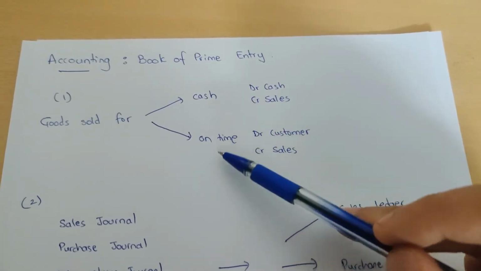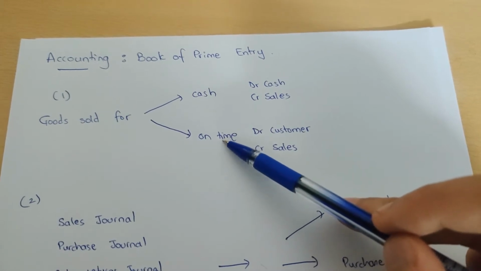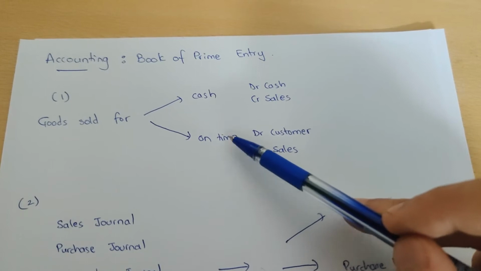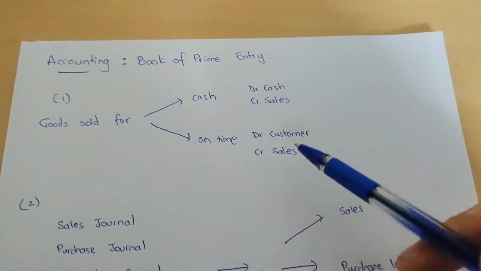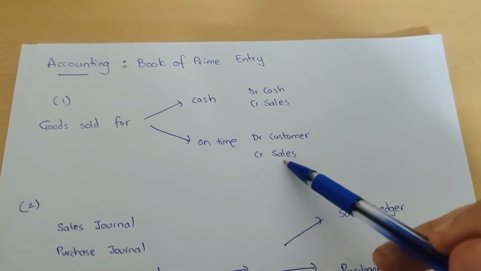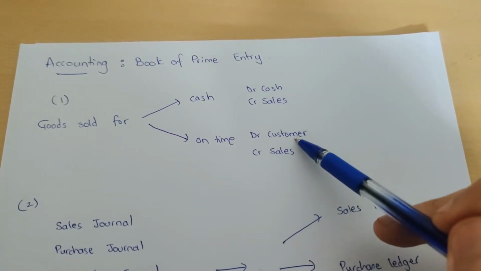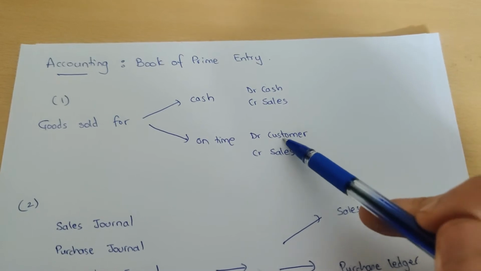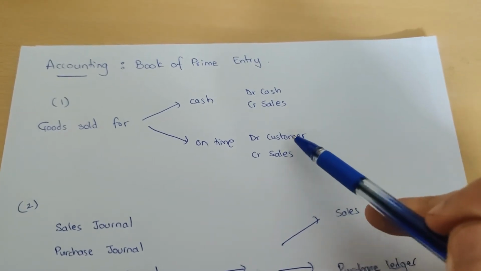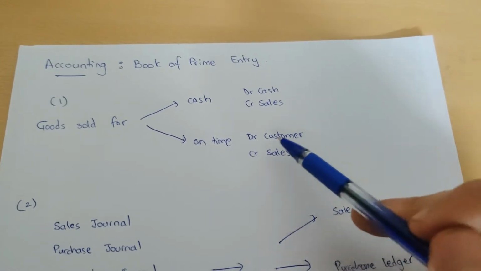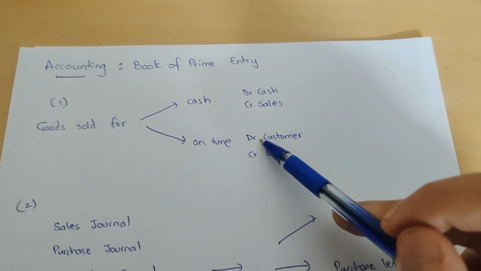Now, the second thing is on time means that when your customer buys goods from you, but they haven't paid you anything, okay? So this is called baki. Now, sales means goods are leaving you. The customer, he owes you money. So debit customer, okay? Do you see him as human or do you see him as dollar signs? We see him as dollar signs because he still owes us money. That's why he's a good thing and he's debit, all right?